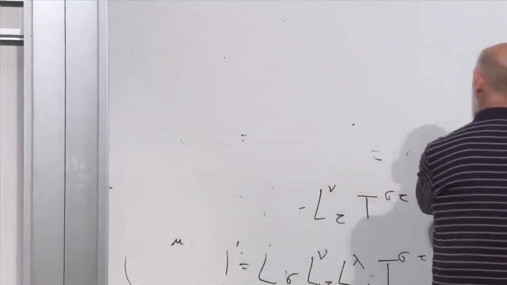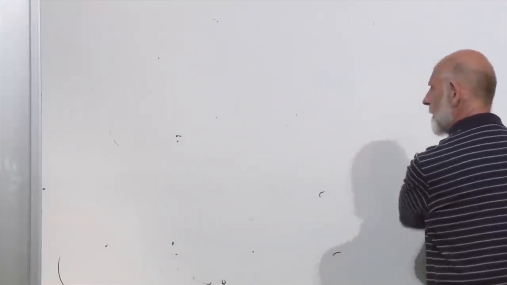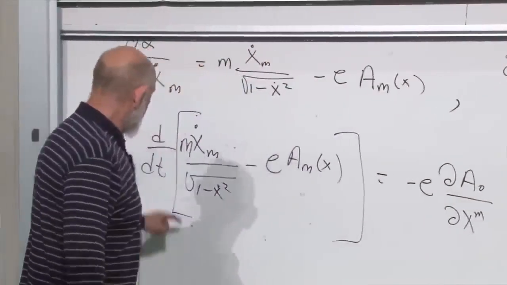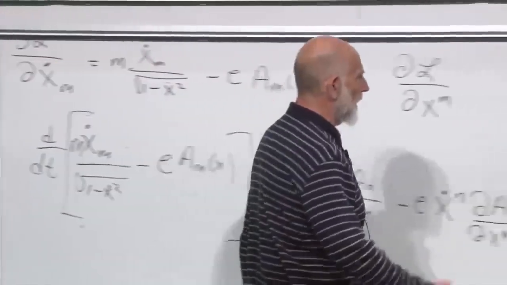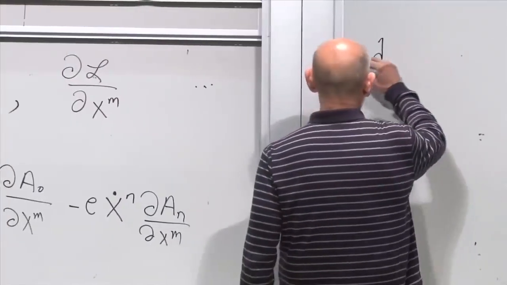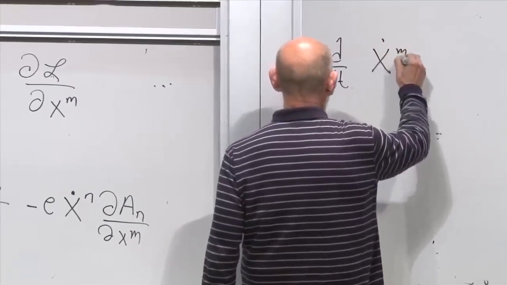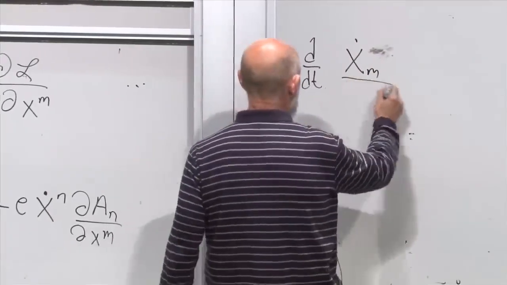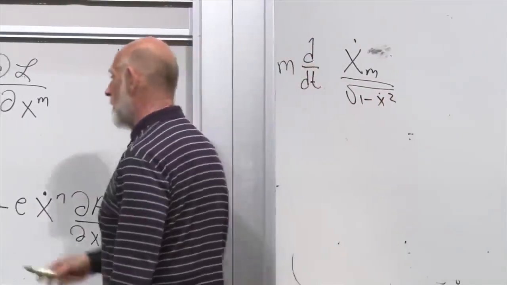So let's, okay. This side over here, that's easy. We're not going to change that. d by dt of m, take m on the outside, x dot m, upper or lower, it doesn't matter, over square root of 1 minus x dot squared. All right, that's this term over here.